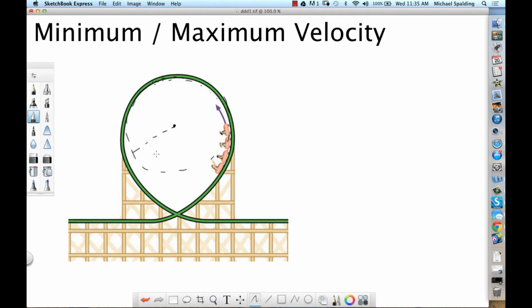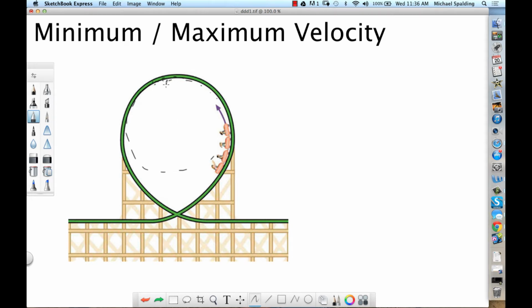All right. Assuming that this car is not attached to the track, which you don't have to worry about at an amusement park, where the car you're riding in will be attached to the track. But let's just pretend that you're at some real ghetto amusement park, and this car that you're riding in is not attached to the track. So if you go too slow through the loop, what's going to happen? You're going to fall off. You're not going to make it through. So there's a minimum velocity that an object must have to make it through a circular path.